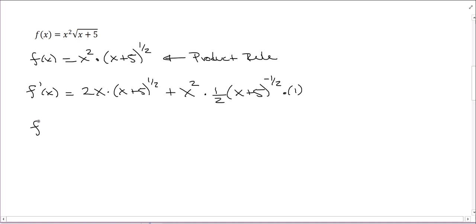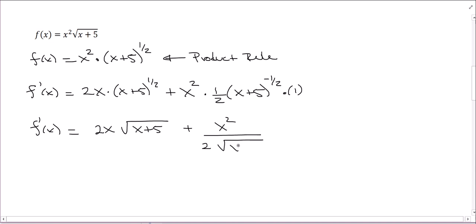So let's simplify it because we want to be able to solve for x. I'm going to rewrite this in its radical form. And this is a negative exponent, so that's going to go on the bottom. So I'm going to have x squared in the numerator divided by 2. And then that's going to come down as a positive 1/2, so square root of x plus 5.